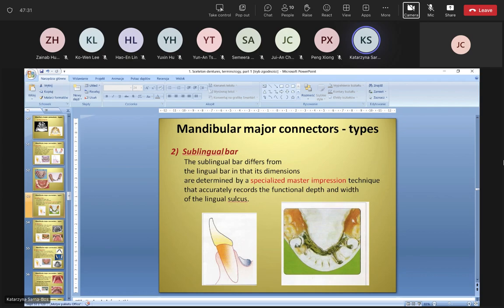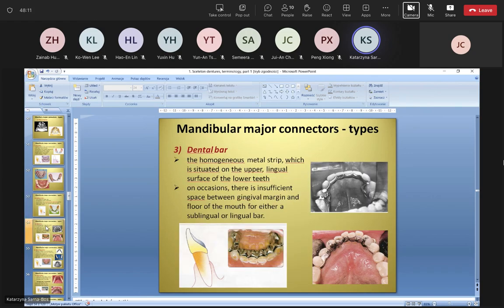The second one, sublingual bar. This is very similar to the lingual bar. The sublingual bar differs from the lingual bar in depth, its dimensions. Its dimensions are determined by the specialized master impression technique that accurately records the functional depth and width of the lingual sulcus. So the lingual and sublingual bar, we can say these are almost the same, and those major connectors are very common when we talk about the mandibular connectors.